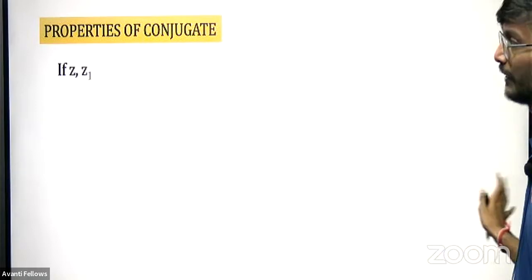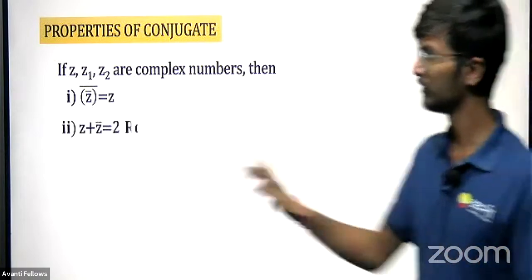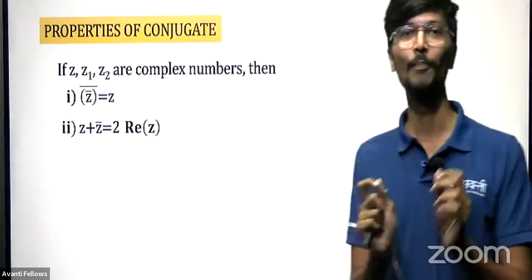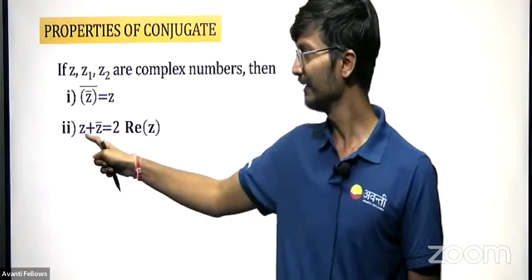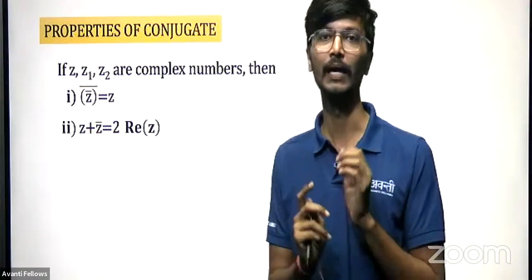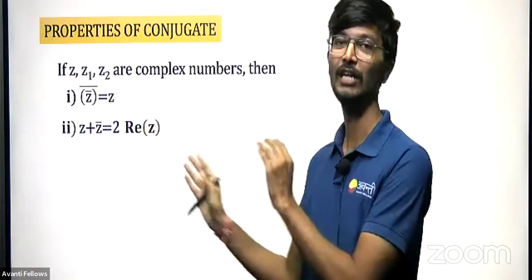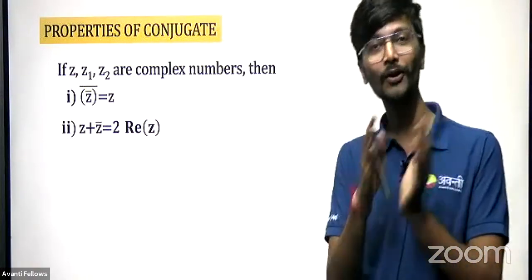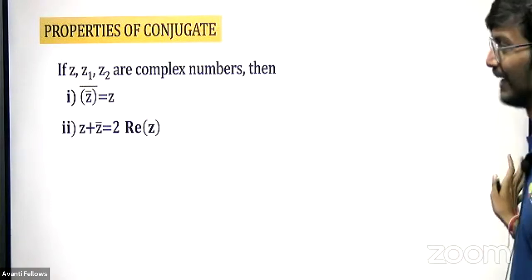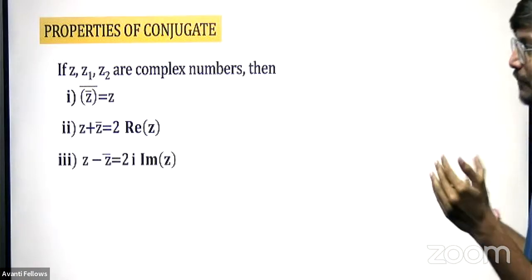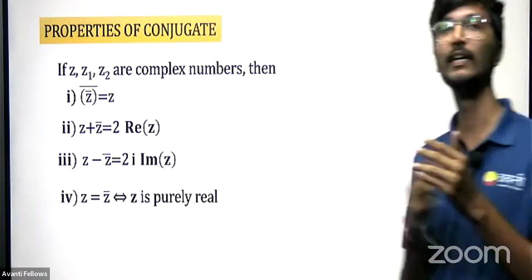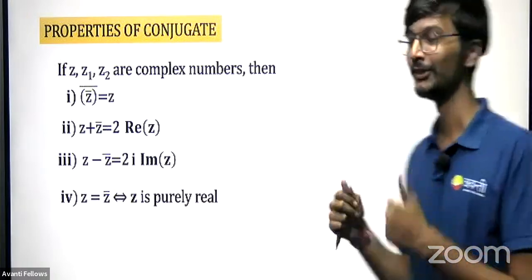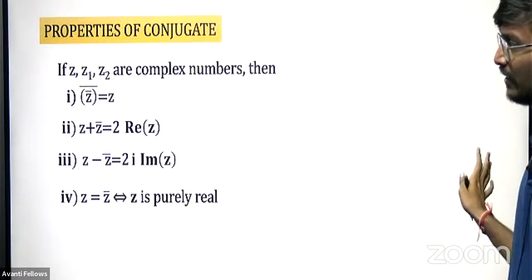So what are the properties? First is, if we take the conjugate 2 times, then it will give us the original complex number. Second is, if I add z plus z bar, we'll get 2 times the real part of z. You can check all these properties. I know you already know these properties, but still, we'll revise them so it'll be easier to solve numericals. Got it?